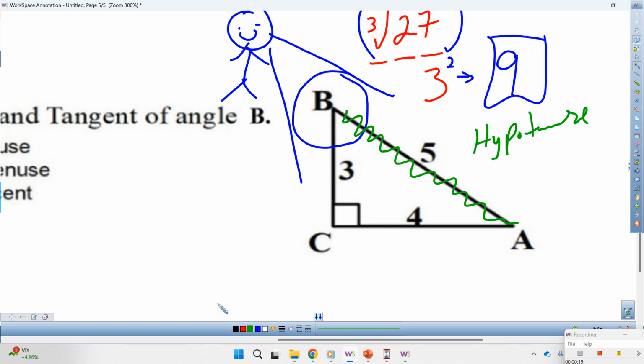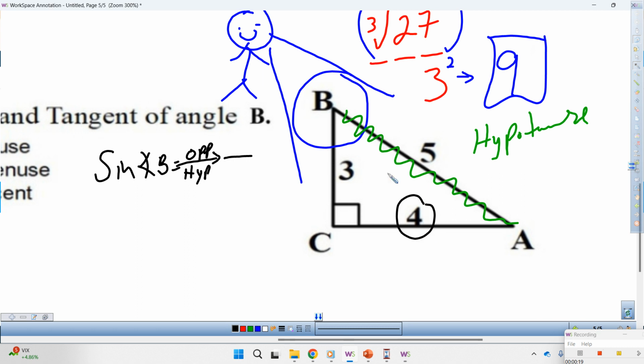Sine of angle B is opposite over hypotenuse. So we write sine of angle B, opposite over hypotenuse. So if I'm looking at it through this lens, which side is opposite to angle B? Which side? The correct answer is 4. And what is the hypotenuse? 5. Go to the next one.